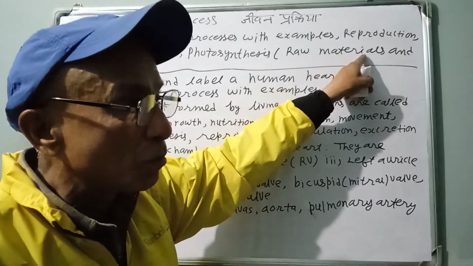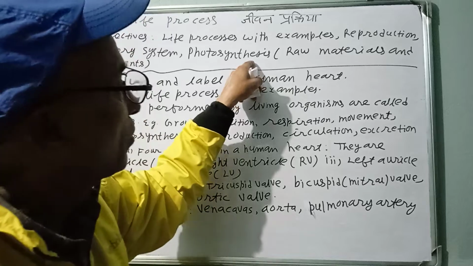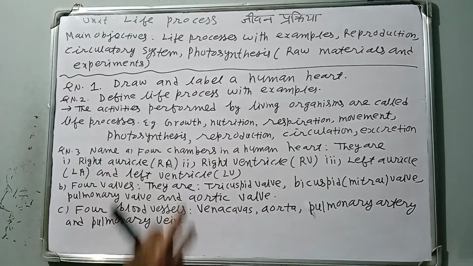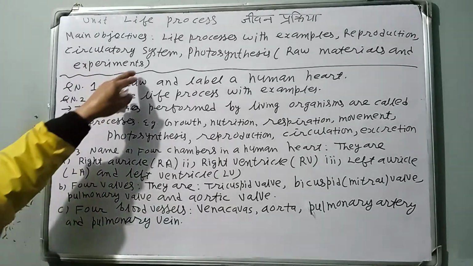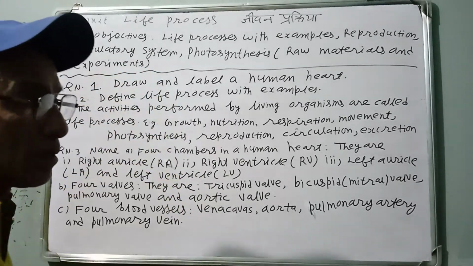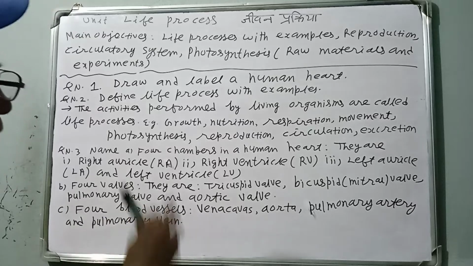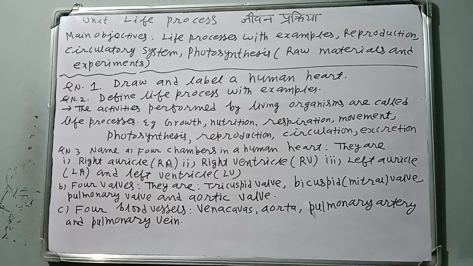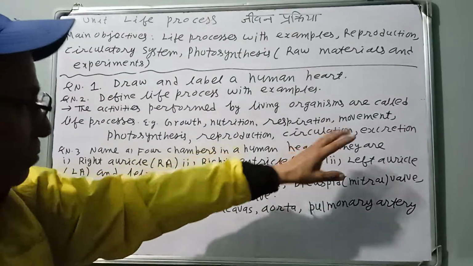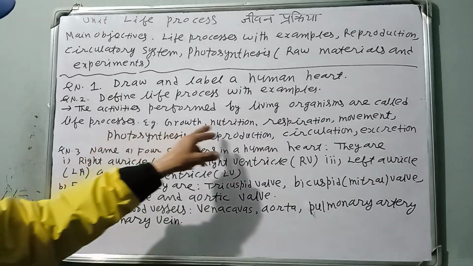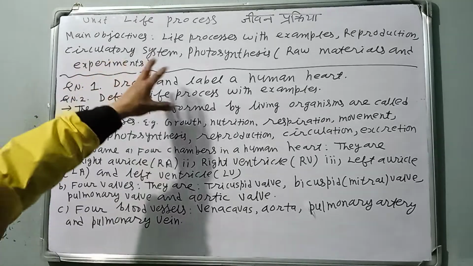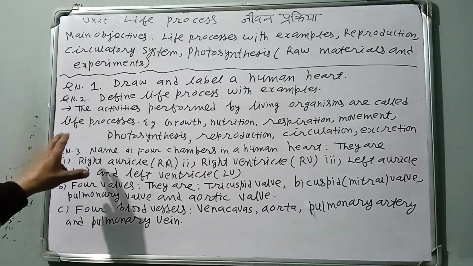Raw materials, what raw materials are needed for photosynthesis? Water, minerals, sunlight and chlorophyll. Chlorophyll, green plants. And experiments. With the help of experiments, sunlight is necessary, chlorophyll is necessary, carbon dioxide is necessary, water and minerals are necessary for photosynthesis. And other life processes are also given, which I will give later on, like excretion and some other, growth, respiration, etc. These definitions are equally important for all classes.